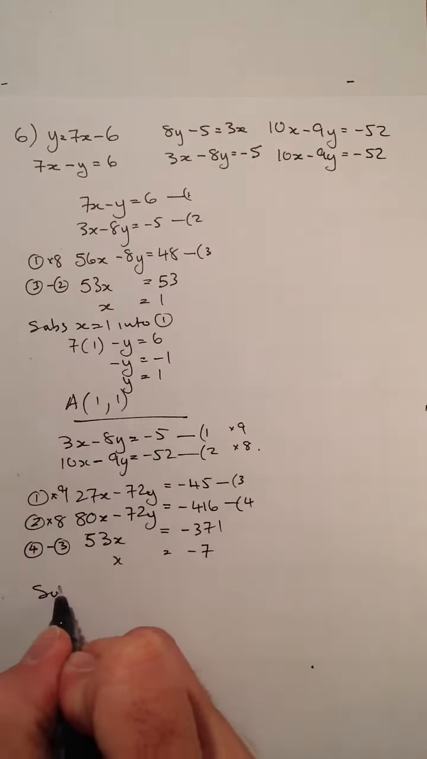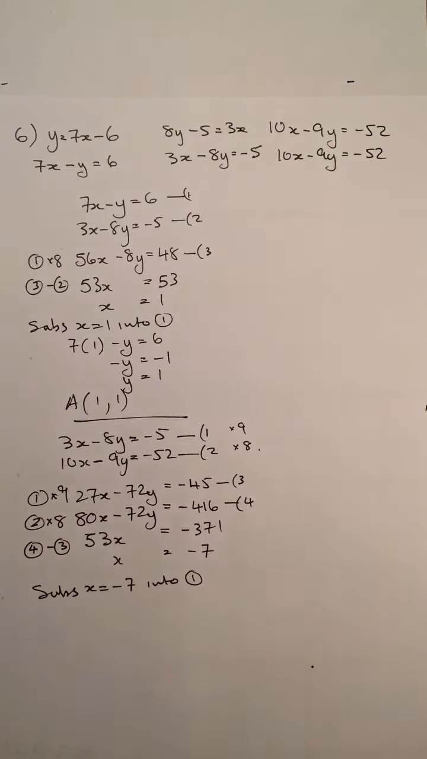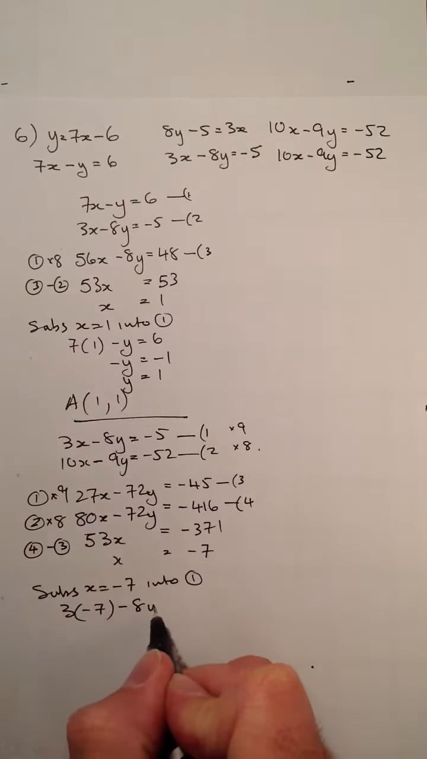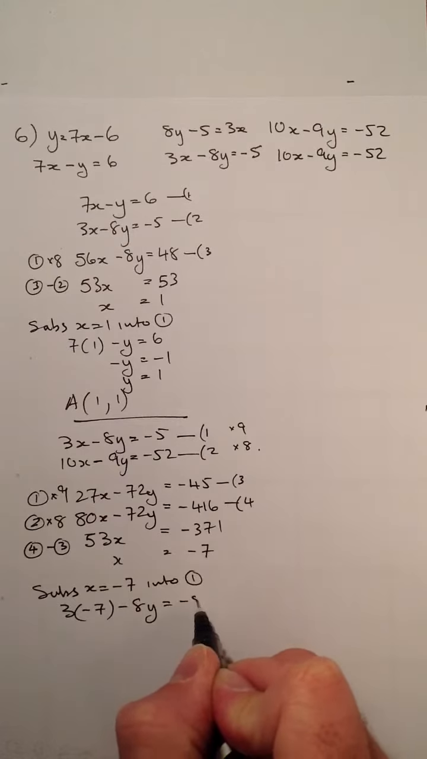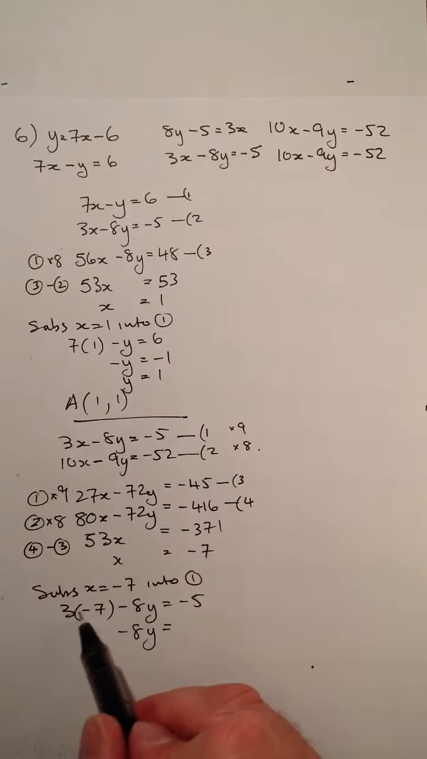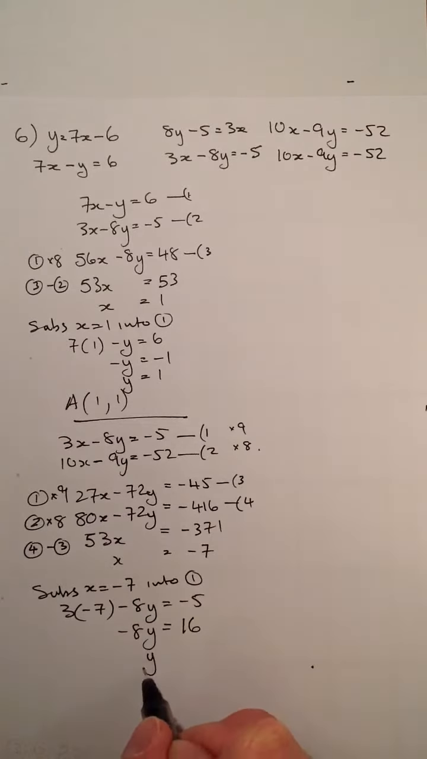I'm going to substitute x equals minus 7 into equation number 1. So substituting that in, I should be able to work out the y value from there. Okay, so I've got minus 8y is equal to minus 21 brought over, which should give me a value of 16, so y should be equal to minus 2. So the coordinates of point B would be minus 7 and minus 2.